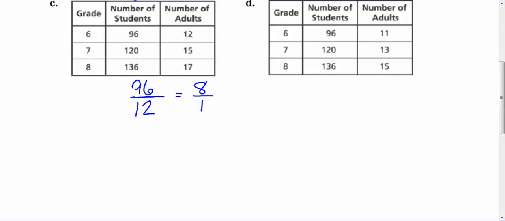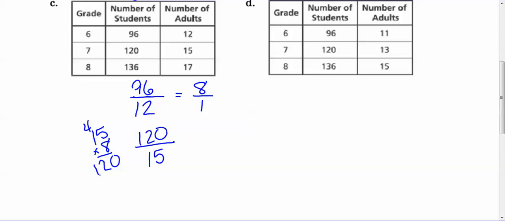So 120 to 15 adults, all right? If you simplify that, well, what is 15 times 8? Well, 8 times 5 is 40, and 8 times 1 is 8, plus 4 is 120, so that one works, all right? So choice C is looking pretty good. All right, let's see on this next one.